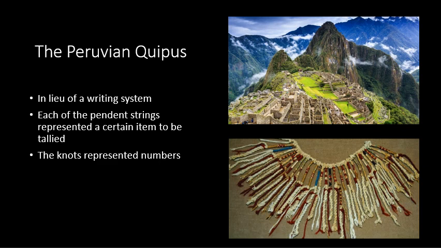The picture that you see on the lower right may just look like some pieces of strings, but actually these pieces of strings with the knots and the cords are a mode of writing. Basically, they did not have a mode of writing, so this is what they used as sort of writing. Most significantly, each pendant of string represented a certain item to be tallied.